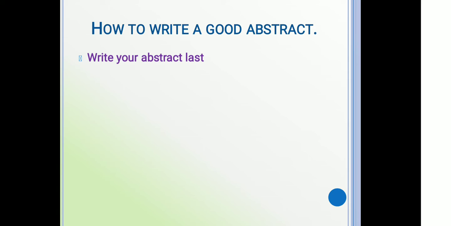Pay close attention to the purpose, methods, scope, results, conclusions, and recommendations mentioned in your paper. Write a raw draft of your abstract without looking directly at your paper. This will help you to summarize without copying key sentences from your paper.